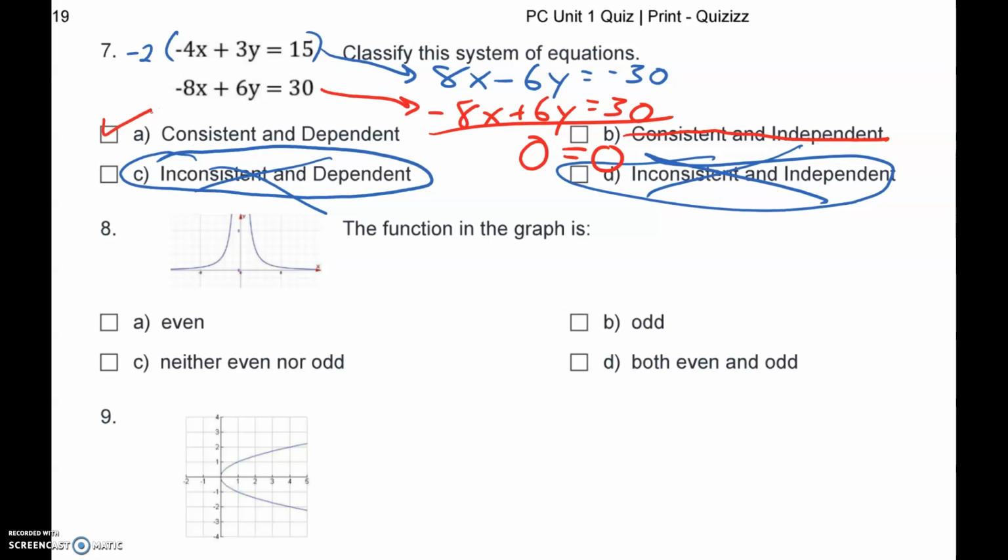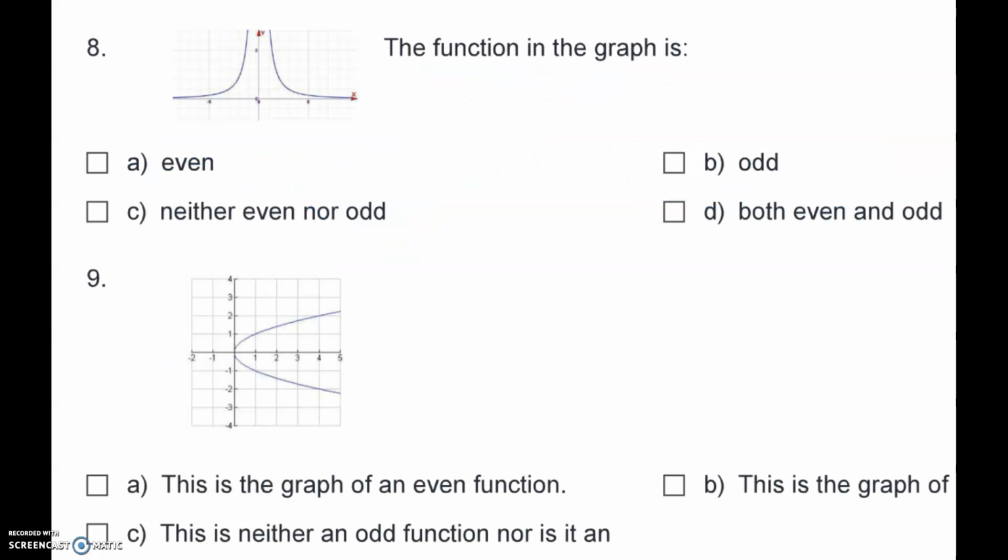Consistent, meaning it has at least one. It has an infinite number of solutions. And so that's consistent and dependent. My thought here is that not enough people actually did the work to get this. I think a lot of people did that in their head. So don't do that.